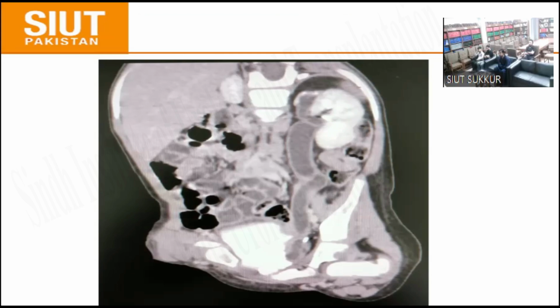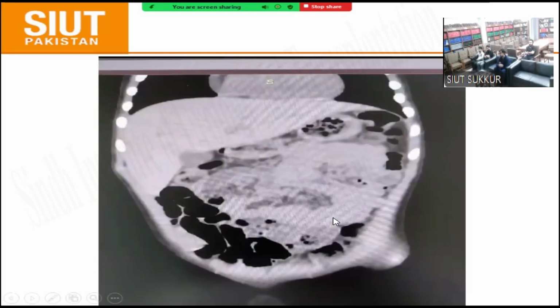Dr. Abdul Karim. Contrast shows hydronephrosis with hydroureter with a distal ureteric stone. Karim.